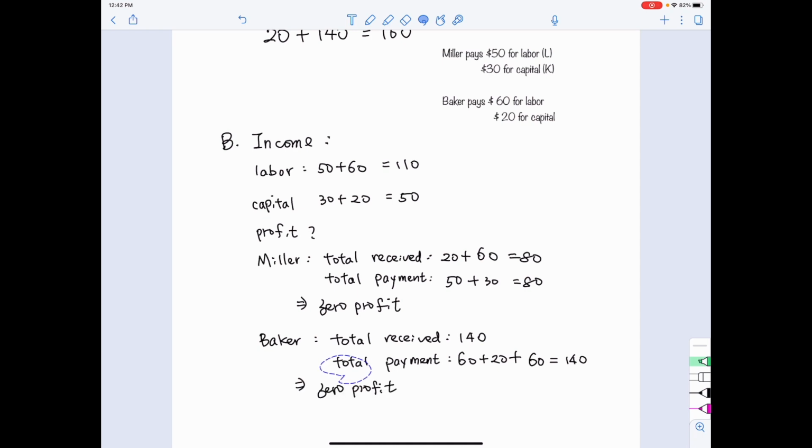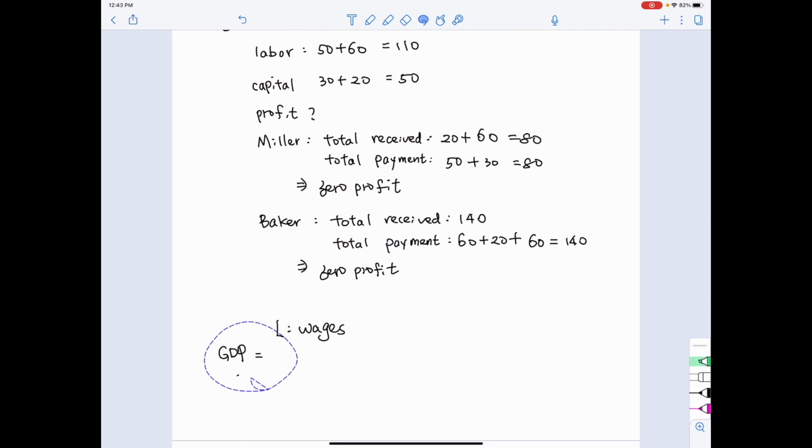So now we want to come up with the GDP using the income approach by adding up all the payment to all the factors of production for this economy. It all turned out to be that we add the wages, which is the payment for labor. We add the interest, which is the payment for capital. And if there are any profits for the two agents, then we need to add that in.